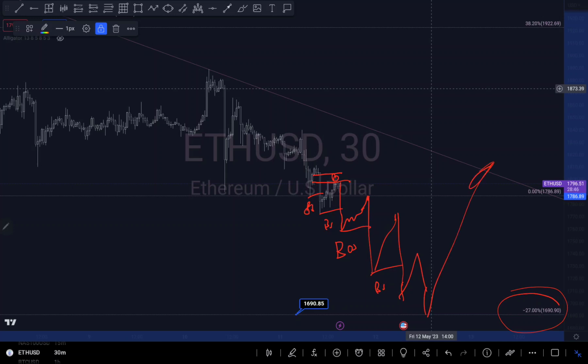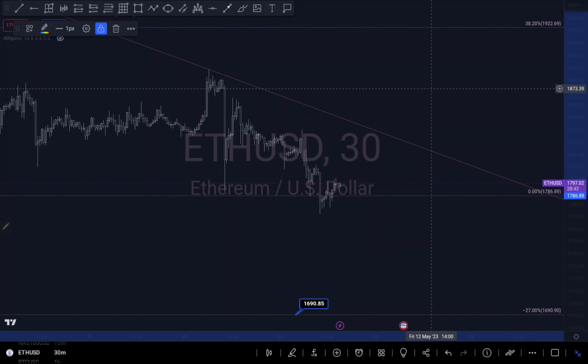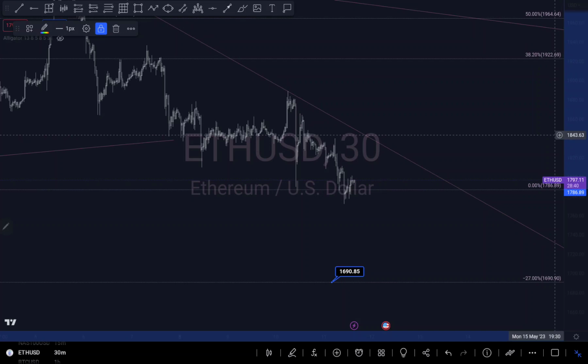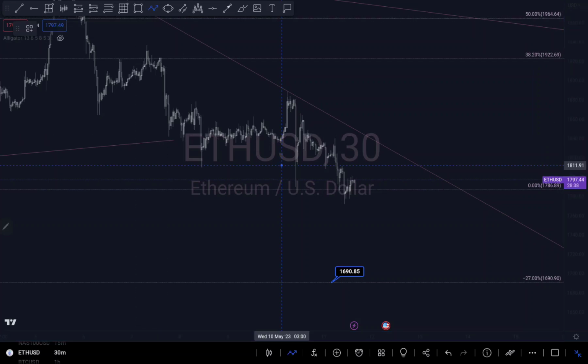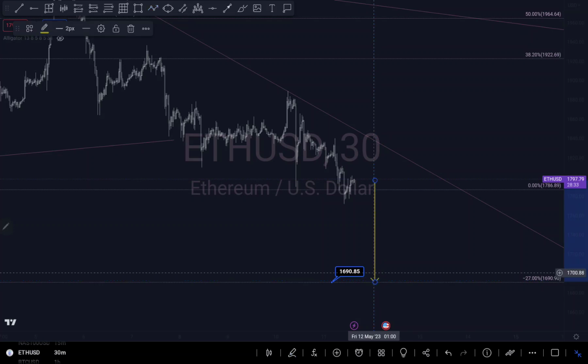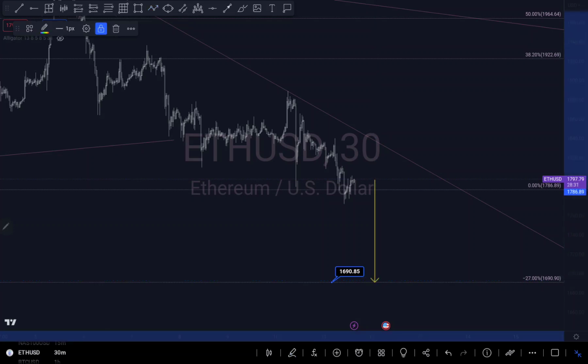Those are just my predictions of what I see might happen on Ethereum, but my overall target is down at that level though, so we just have to see how that plays out. But let me just draw where it is currently to my overall target. So that is my prediction on Ethereum, guys.